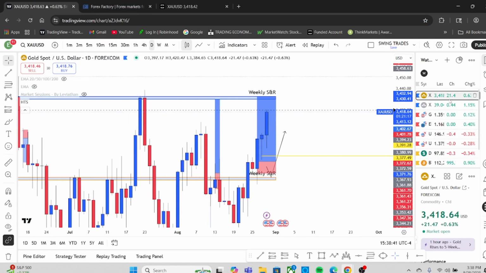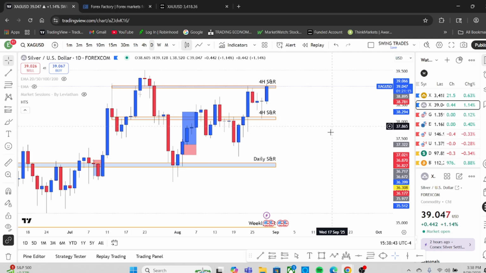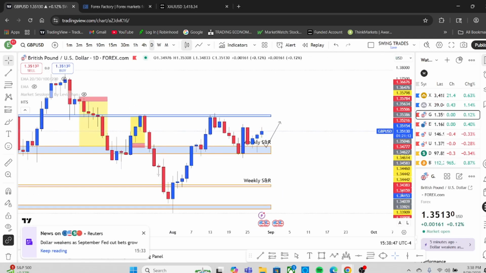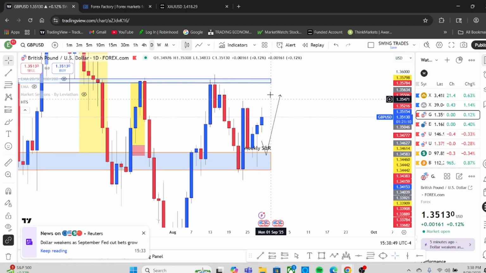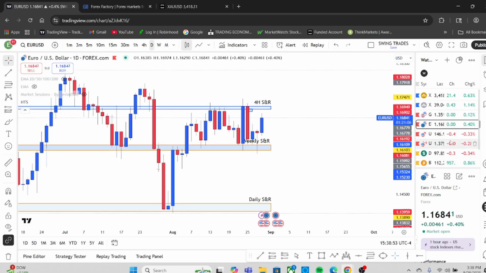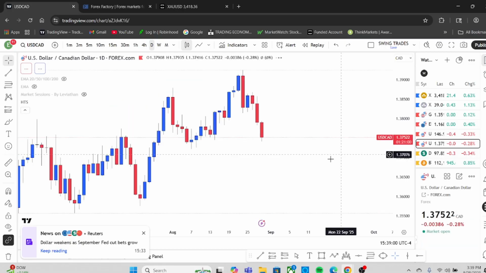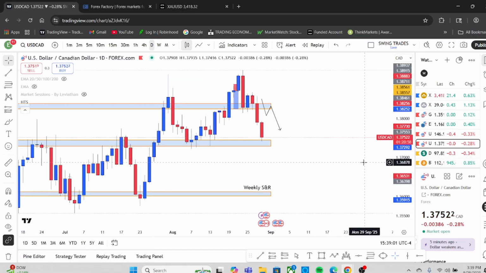At the same time, silver pushed to the upside, beautiful. GBPUSD, beautiful push. We could potentially see a push tomorrow as well. EURUSD, nice push, I like that. USDJPY, nice push to the downside. Are we finally going to close at this structure point? Oh man. USDCAD, beautiful push on USDCAD.